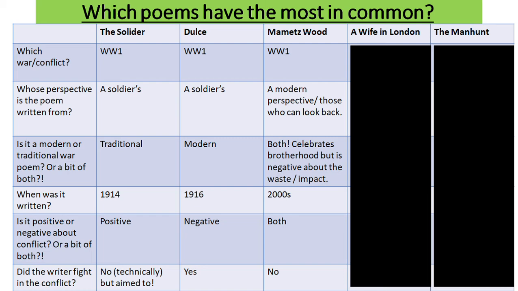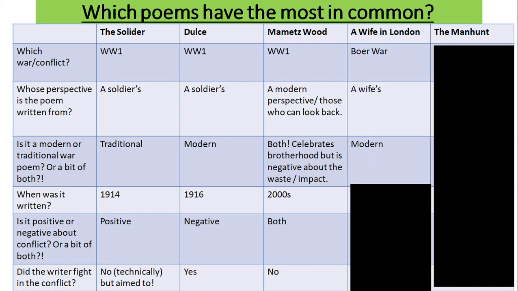In terms of modern or traditional, this is definitely both. It does celebrate brotherhood and that idea of uniting the soldiers, like we've just spoken about, but it's also very negative about the wastefulness of war and how young and innocent they were, and what it costs. It was written in the 2000s. It is both positive and negative. It's mostly negative, isn't it? But there are elements of positivity in there. And I think if you ignore that, then you miss quite a lot of the key meanings in the poem, and it's a bit limited if you don't address both the positive and negative. And again, Sheers did not fight in the conflict. He wasn't even born. Okay, two more to go.